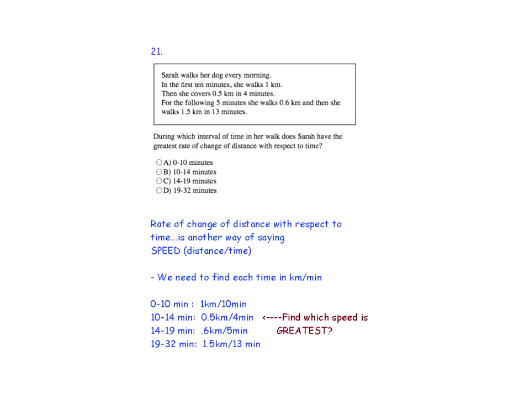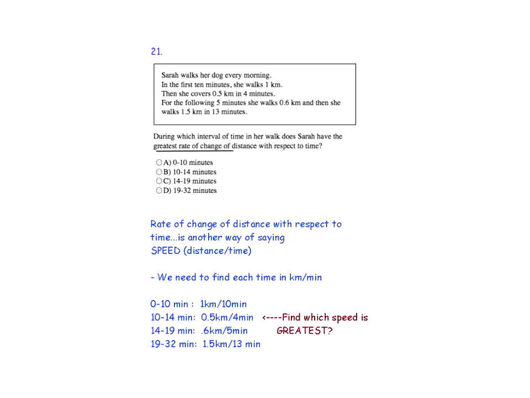Okay, the next question says Sarah walks her dog. In the first 10 minutes she walks 1 kilometer, and she walks this many kilometers in the next 4 minutes. Okay, so it's walking a different amount in different minutes. It says during which interval of time is there the greatest rate of change of distance with respect to time? Remember, the rate of change of distance with respect to time is another way of talking about the speed. Okay, so which is the greatest speed?